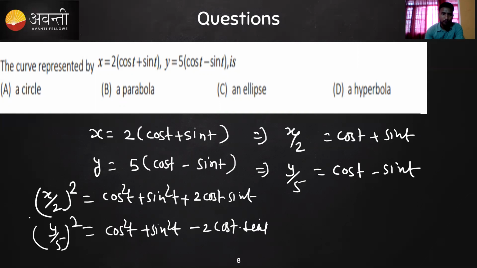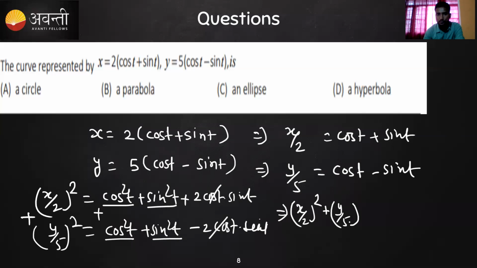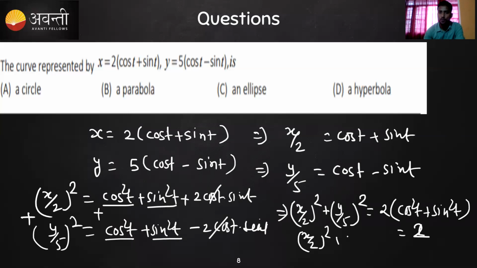You can see when I add both of these, this will cancel out. And this is cos square t, this is sin square t, this is again sin square t, and this is cos square t. So once you add both sides, you will get x by 2 the whole square plus y by 5 the whole square is equal to 2 times cos square t plus sin square t. And you know cos square t plus sin square t is basically 1. So it is nothing but 2 into 1. So it is 2. So x by 2 plus y by 5 the whole square is equal to 2. Right, guys? So now what can we do?